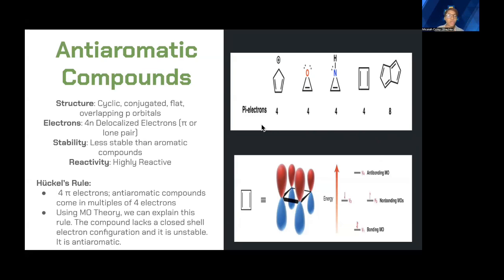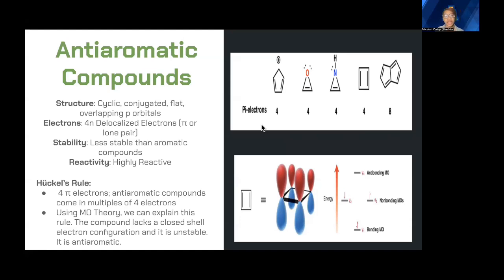As well, you have less stability within these aromatic compounds, and they are highly reactive because of the amount of delocalized electrons that it has and how they react to one another. So in this case, there is an equation. It is 4n delocalized electrons. So n represents every 1 electron. And usually you will have these compounds have their electrons come in multiples of 4. So when we look at Huckel's rule, you need 4 pi electrons, and anti-aromatic compounds come in multiples of 4.